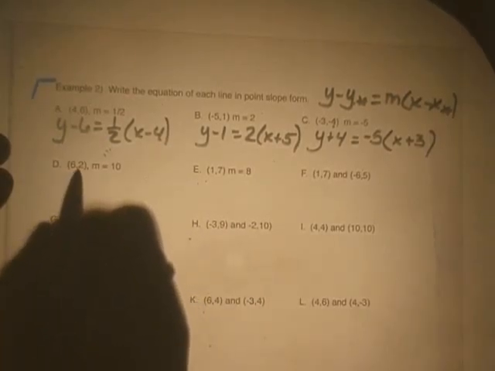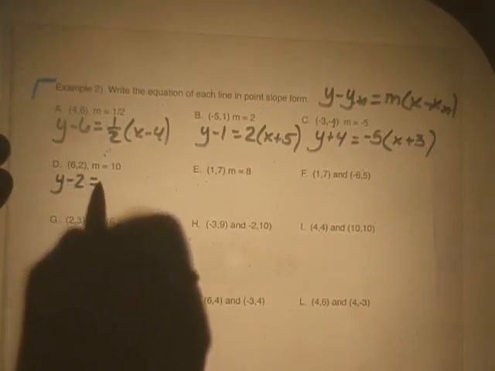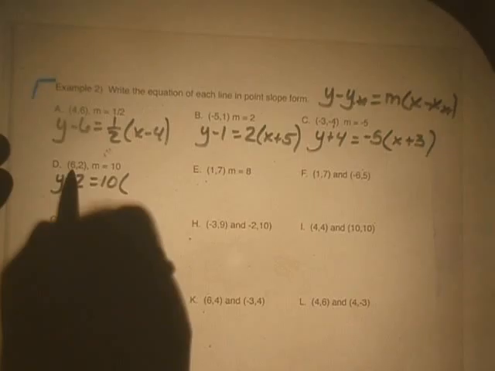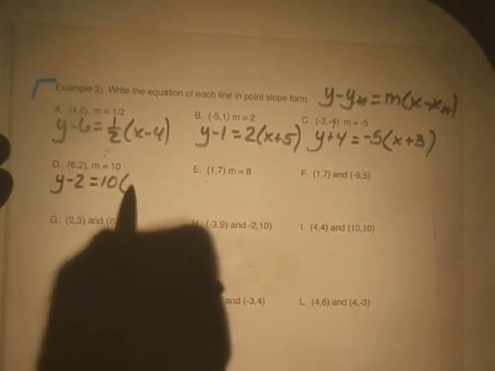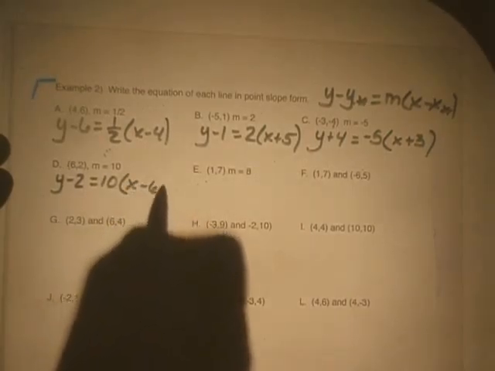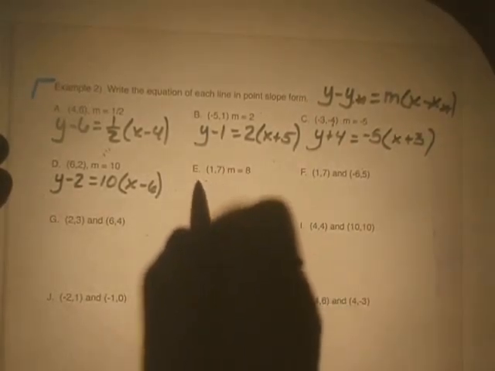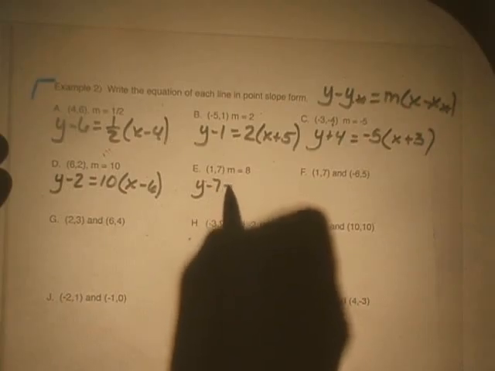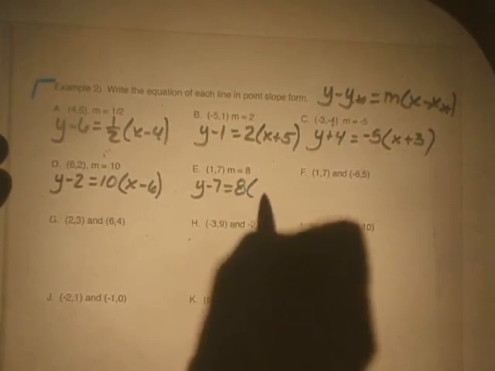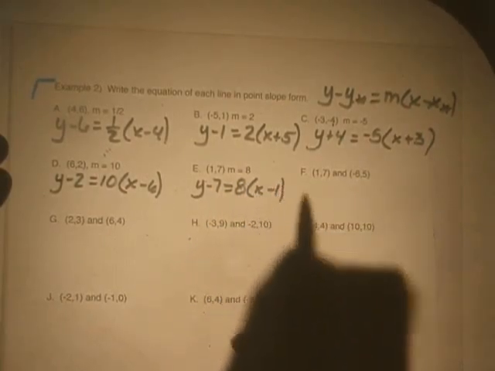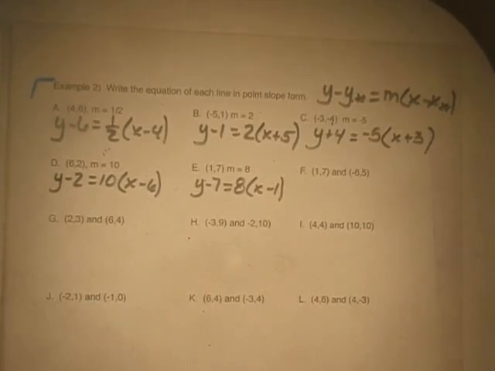Letter D, the y is 2. So y minus 2 equals 10. X value is 6, so that becomes an x minus 6. And letter D will be y minus 7 equals 8 times x minus 1. Y minus y star equals m times x minus x star.